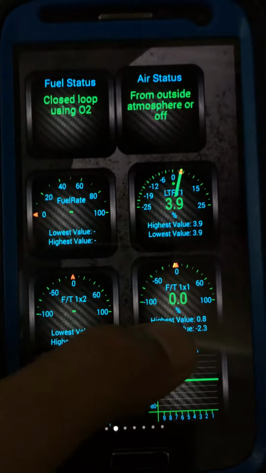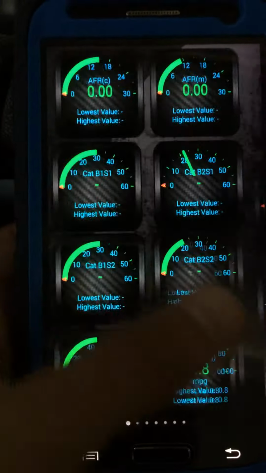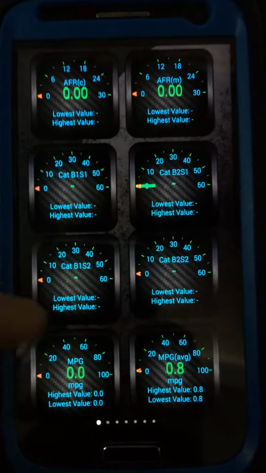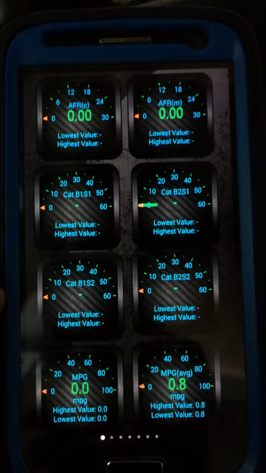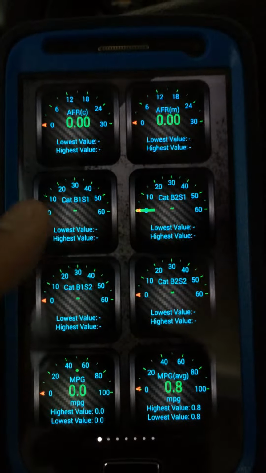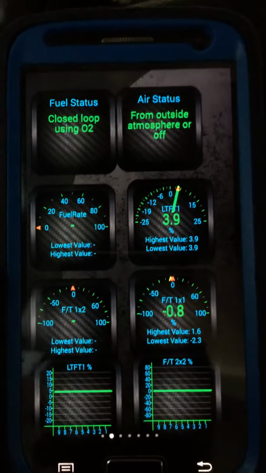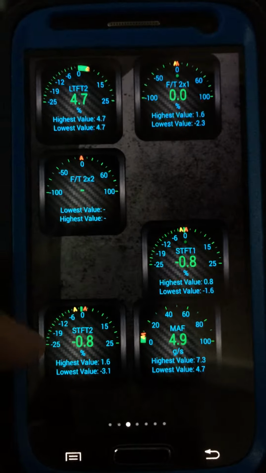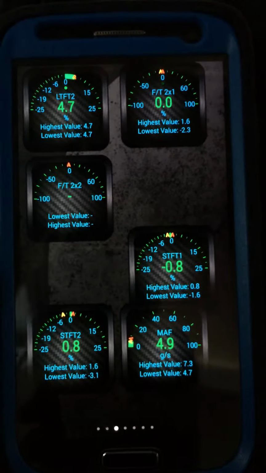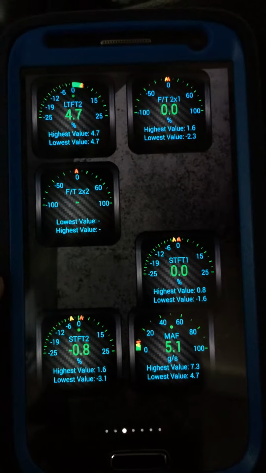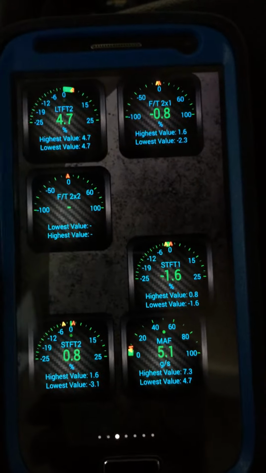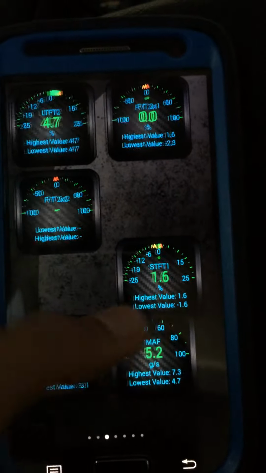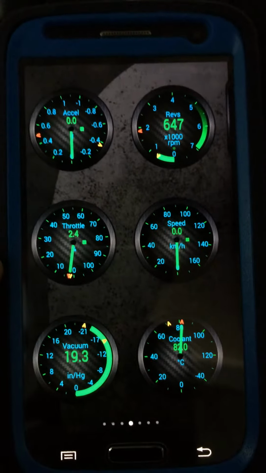Okay, when I did that to the throttle, this went to negative. More information, average MPG. I don't think there are any values for any of these. So that's pretty much it from this live data. Short-term fuel trim just went to negative, and then back to positive. Negative again. Mass airflow is at 5.1, went down to 5. Yeah, that's pretty much it.